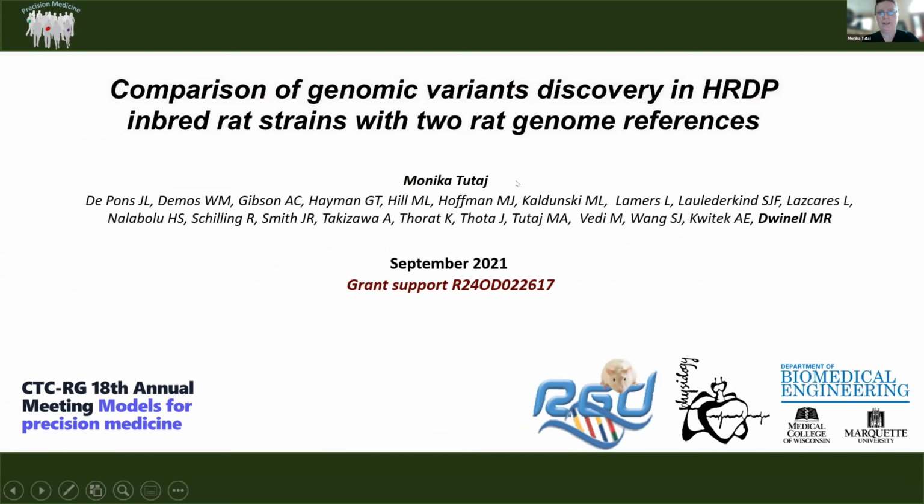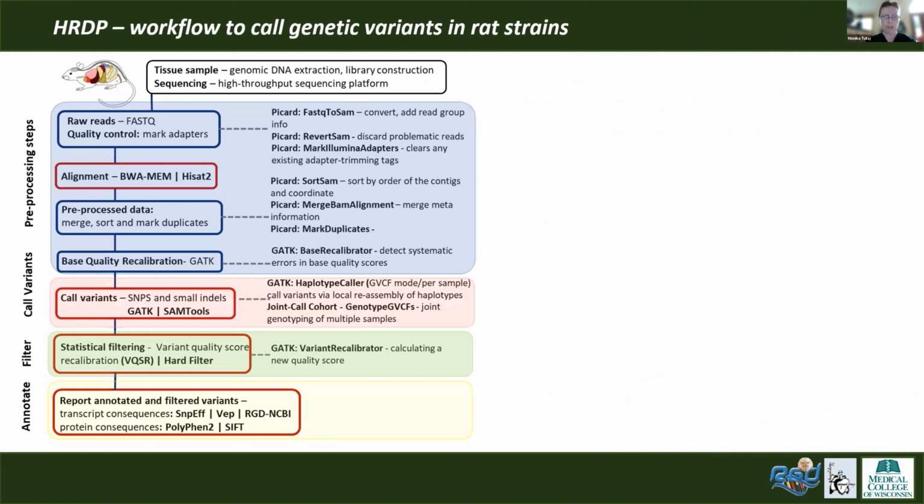Perfect. Thank you. So my name is Monika Tutaj, and I'm a research scientist at the Rat Genome Database. Today I'm going to present some of the data from analysis of almost half of the hybrid rat diversity panel strains, which were sequenced and provided by Dr. Mindy Dwinell from the Medical College of Wisconsin. So I will show my workflow, and with this I'll talk about the data.